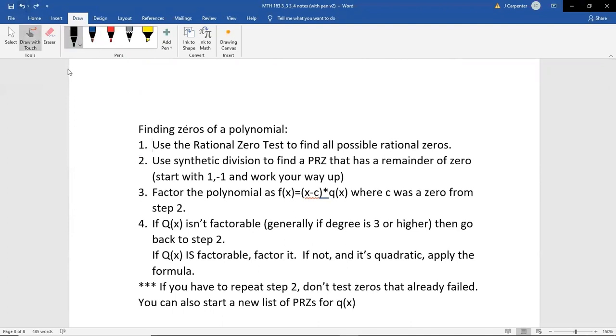Step two is that thing I kept alluding to. Use synthetic division to find a possible rational zero that has a remainder of zero. Because if you get a remainder of zero, that means that the polynomial is factorable using that zero. So if 3 is a zero, x minus 3 is a factor. Remember, they take opposite signs that way. If negative 3 is a zero, then x plus 3 is a factor.